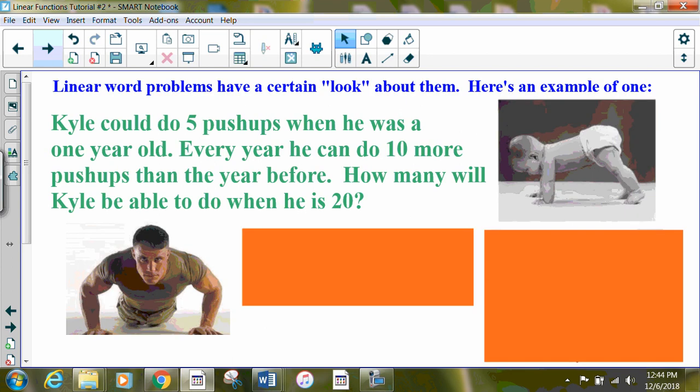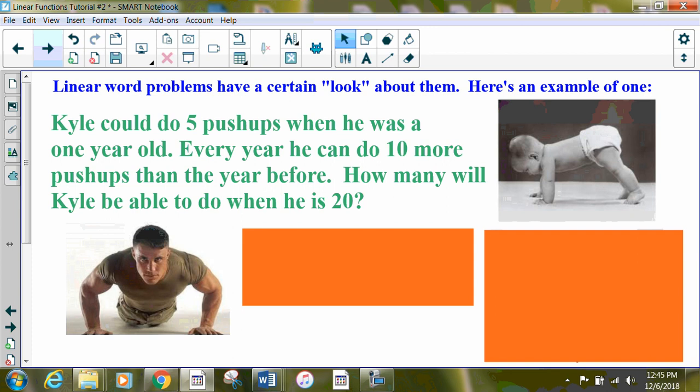All right, so linear word problems have a certain look about them as well. Since linear equations do, linear word problems do. So here's an example of one. Kyle could do 5 push-ups when he was 1 year old. Okay, that's pretty impressive. Every year he could do 10 more push-ups than the year before. That's even more impressive and unrealistic. How many will Kyle be able to do when he is 20?